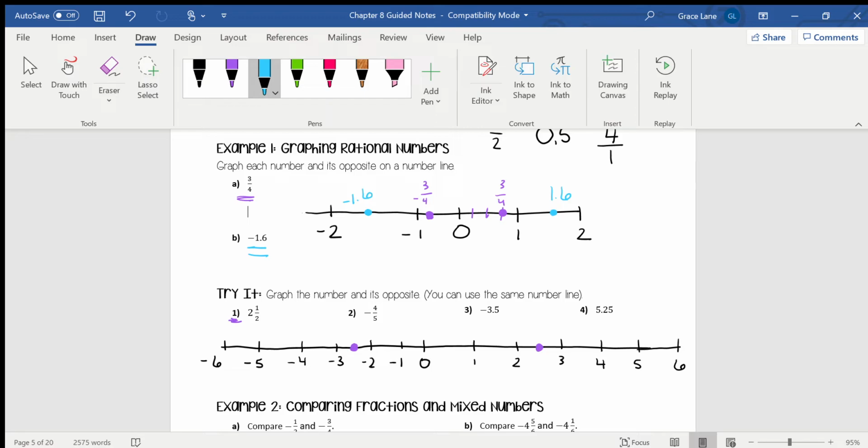Okay, the next one, -4/5. If we kind of think logically here, 4/5 is 1/5 away from being 5/5, and 5/5 would be equal to 1 whole. So if I want to guess, 4/5 or -4/5 is going to be pretty close to 1 whole, but it's not quite.